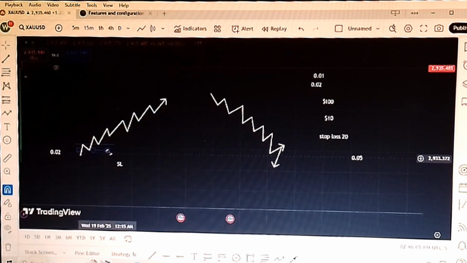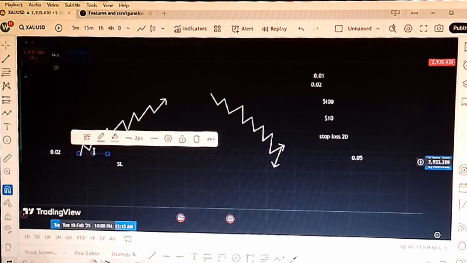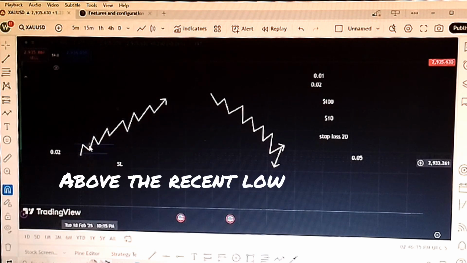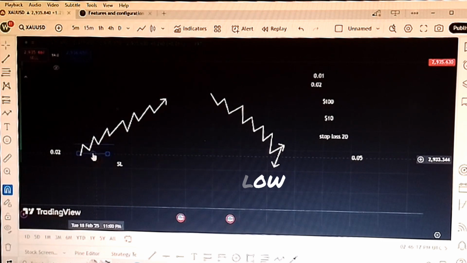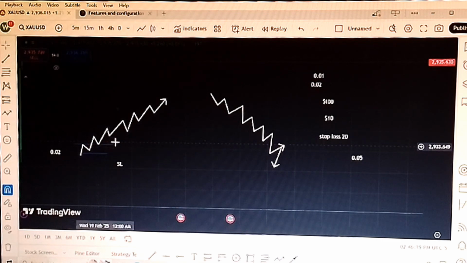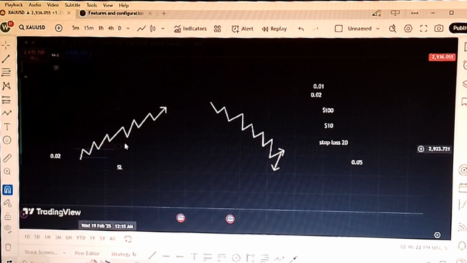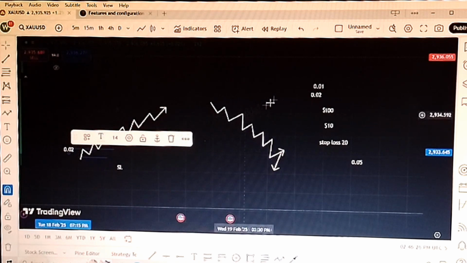That's why they call it break even. Because you have already moved to break even, you now shift your stop loss for the second entry, which is below the recent low. So your stop loss is here for the second entry. This is the second entry. So we have this 0.02 used to enter the second one. We still have this one left.